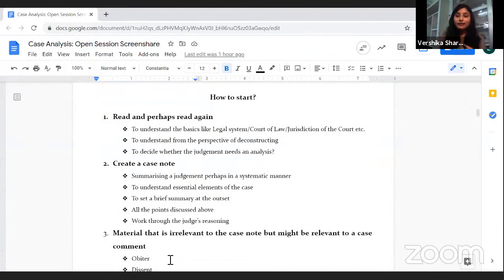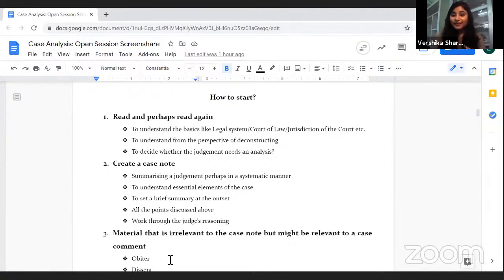For that, I want to tell you a couple of things before I even talk about what case analysis or case comment really means. So first of all, as I said, although you will be doing it to make a case comment, read a judgment first from the perspective of the legal system in which the judgment is made, because that has a bearing. For instance, if the judgment is made in a civil law country, then it doesn't have the similar kind of binding effect as it does in a common law country.